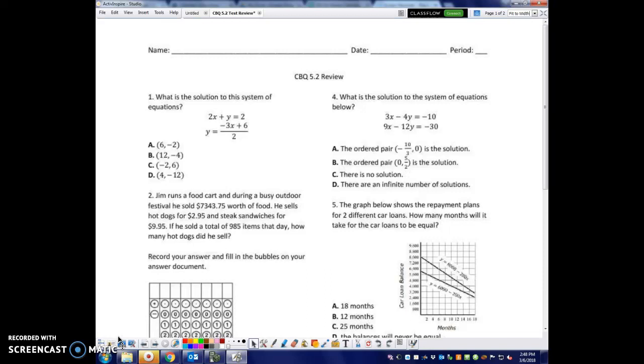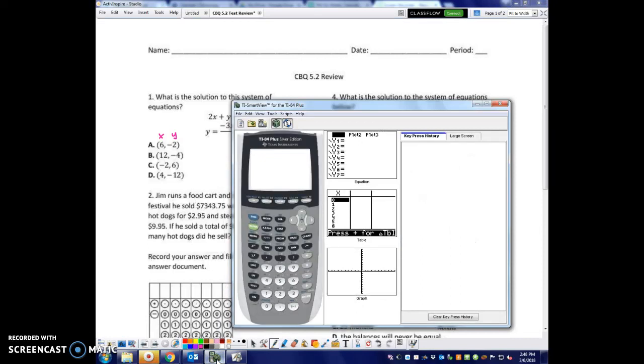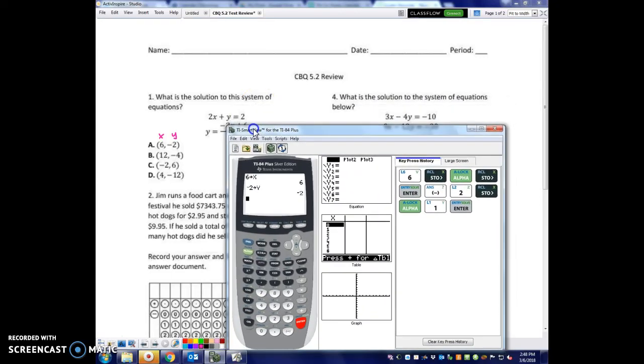So, number 1. What is the solution to the system of equations? Okay, here's what I'm going to do here. This is set up where something equals 2. I know that the first coordinate is x and the second one is y. So I'm going to plug those in. So 6 is x, so 6 store alpha x. And then negative 2 is y. Negative 2 store alpha y.